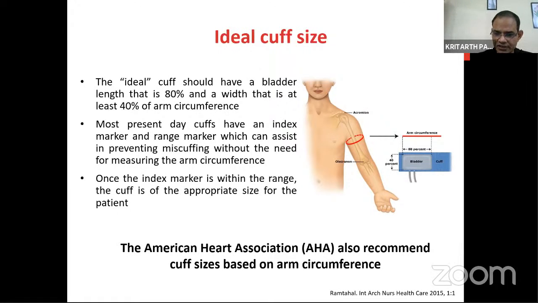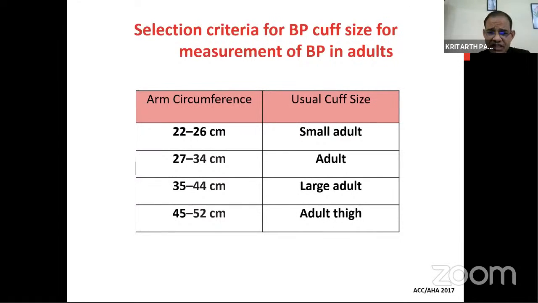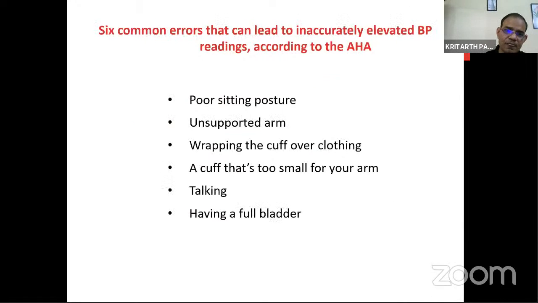There are ESC and AHA recommendations for the arm circumference and cuff size. If the arm circumference is 22 to 26 centimeters, that is known as a small adult cuff. For the standard size, 27 to 34 centimeter arm circumference, an adult size cuff should be taken. If there is a 35 to 44 centimeter arm circumference, then a large adult size cuff should be used. And if the arm circumference is 45 to 52 centimeters, then an adult thigh size cuff should be used for that.